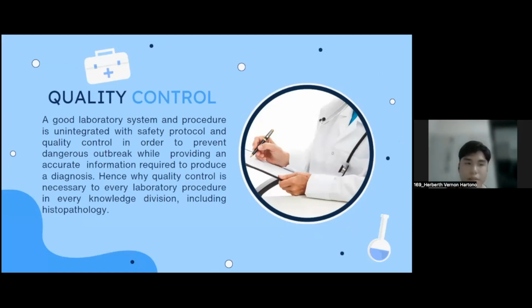And for the quality control, a good laboratory system and procedure is integrated with safety protocol and quality control in order to prevent dangerous outbreak while providing accurate information required to produce a diagnosis. Hence why quality control is necessary to every laboratory procedure in every knowledge division, including histopathology.